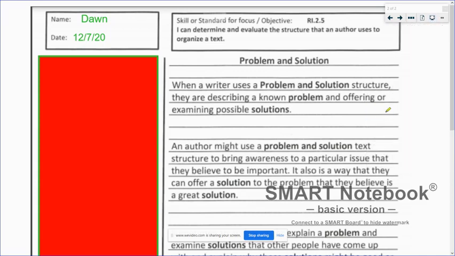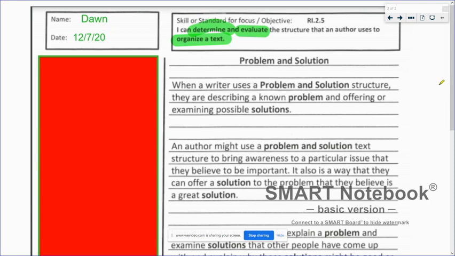You should also have a highlighter, a colored pencil, maybe a light colored crayon that you are going to highlight as I go through these notes. So starting at the top, the skill for this week is I can determine and evaluate the structure that an author uses to organize a text. So you're making sure that you can determine and evaluate how a text is organized.